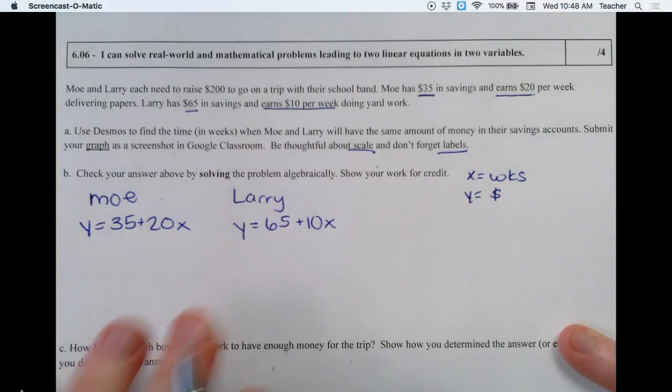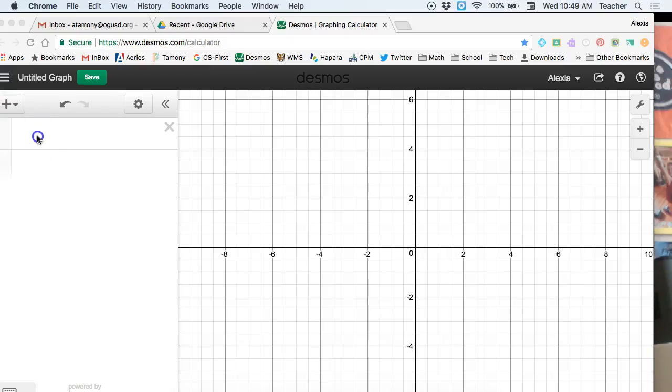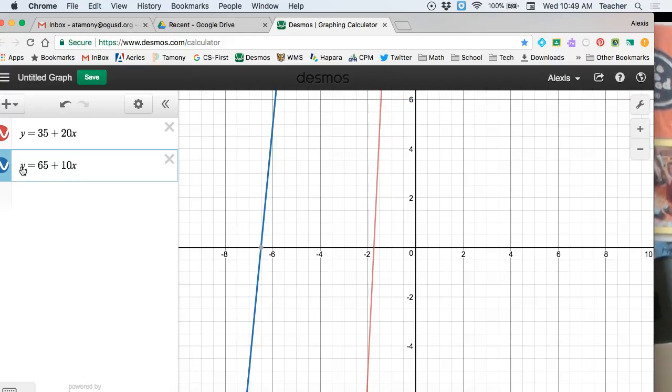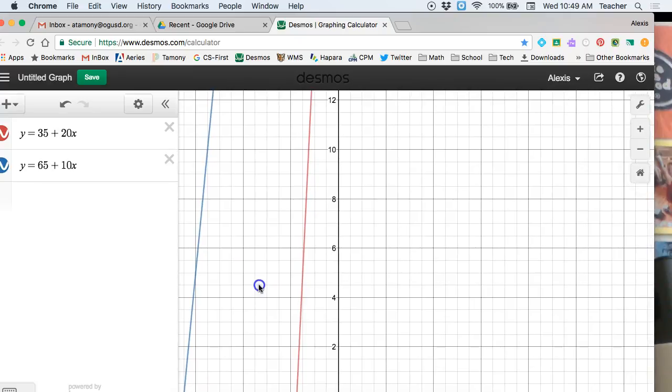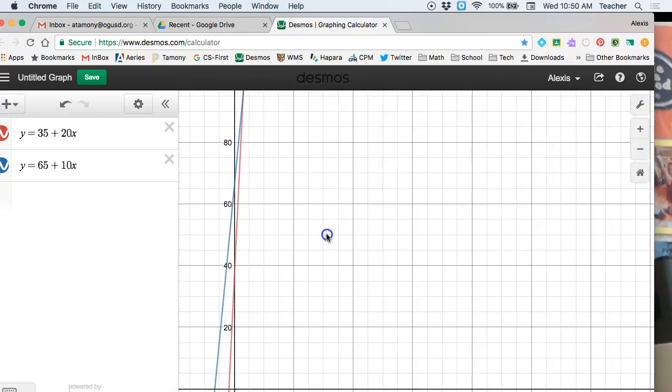So I'm going to go over to Desmos and we're going to graph those. Let's do Mo first. So we have y equals 35 plus 20x. There's Mo. And Larry's equation was starting at $65 and going up by $10 each week. Notice, I can't see anything, so I'm going to zoom out till I can find where they intersect.